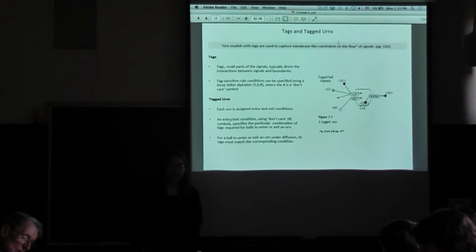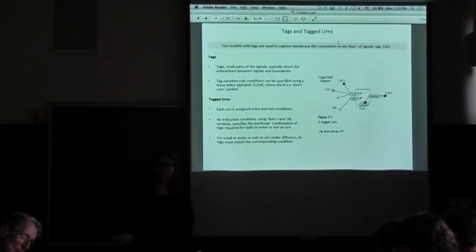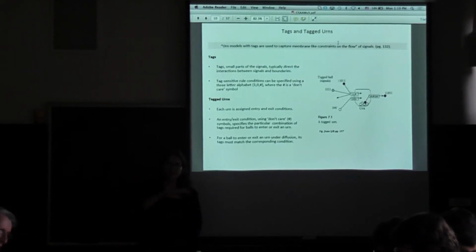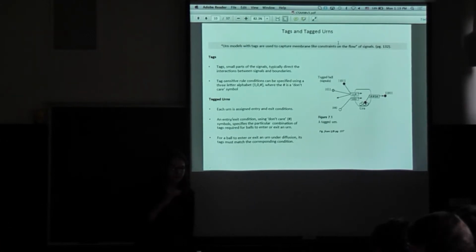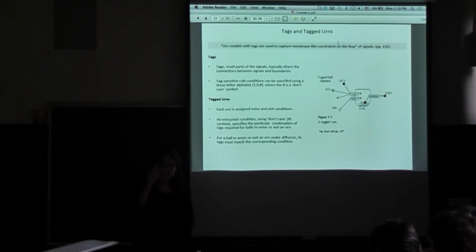And then tags and taggers. These are other modeling concepts. I'll explain how this all ties together, but these are just the basic concepts that need to be understood. Tags are small segments of the string.